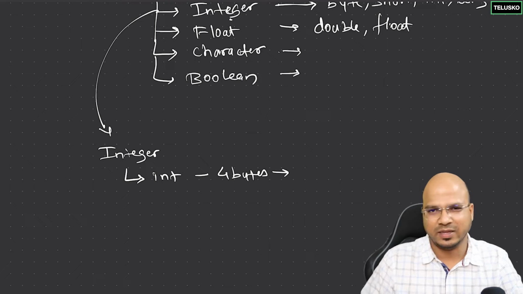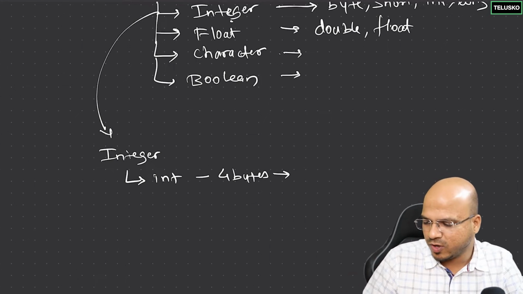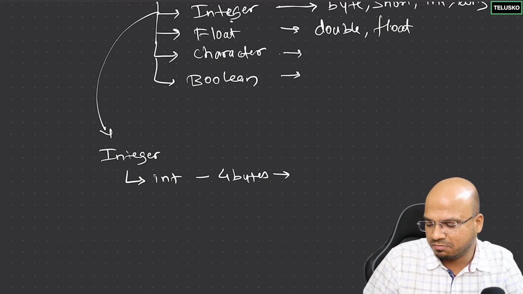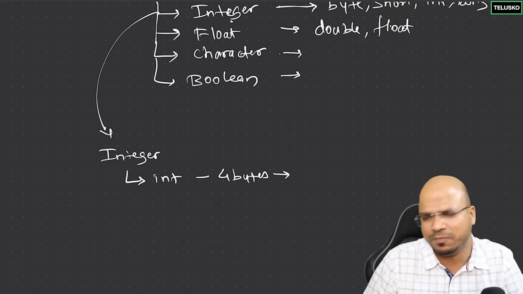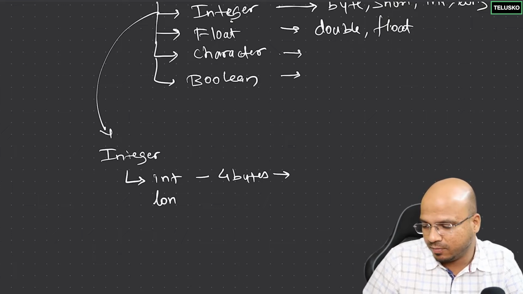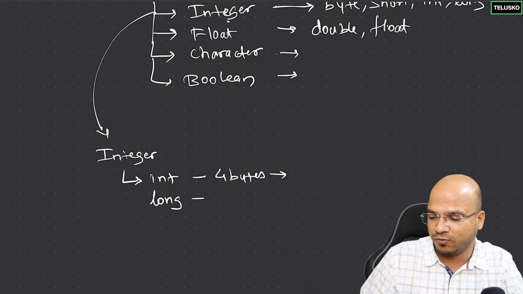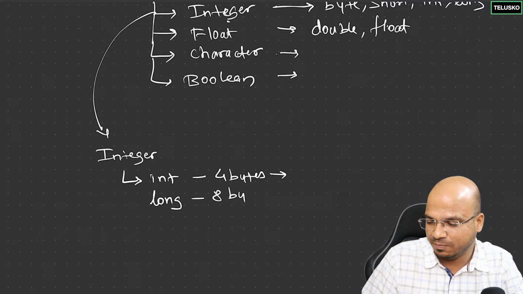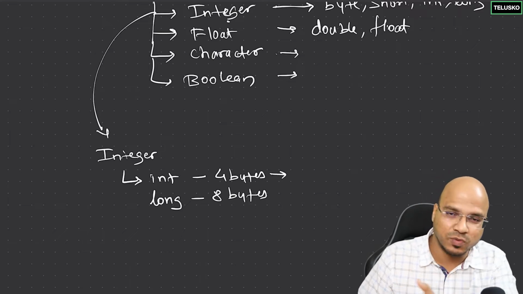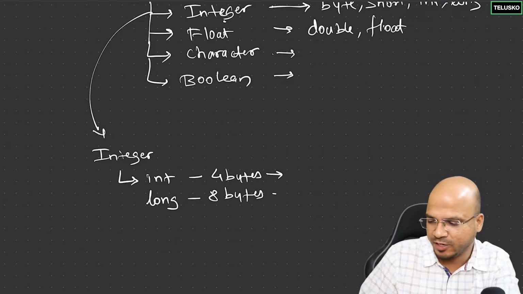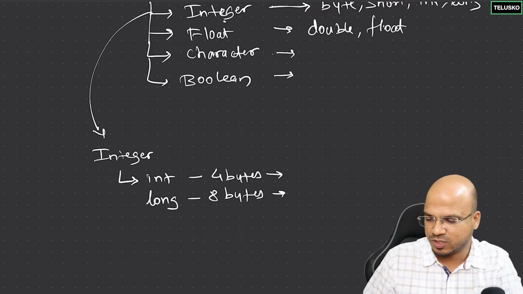You can find the range on the screen. If you want to store a very big value, and a value goes beyond that range, we have to go for the long format. Long supports 8 bytes. Of course, when you have more bytes, it will occupy more memory and it will have a bigger range. You can find the range on the screen.